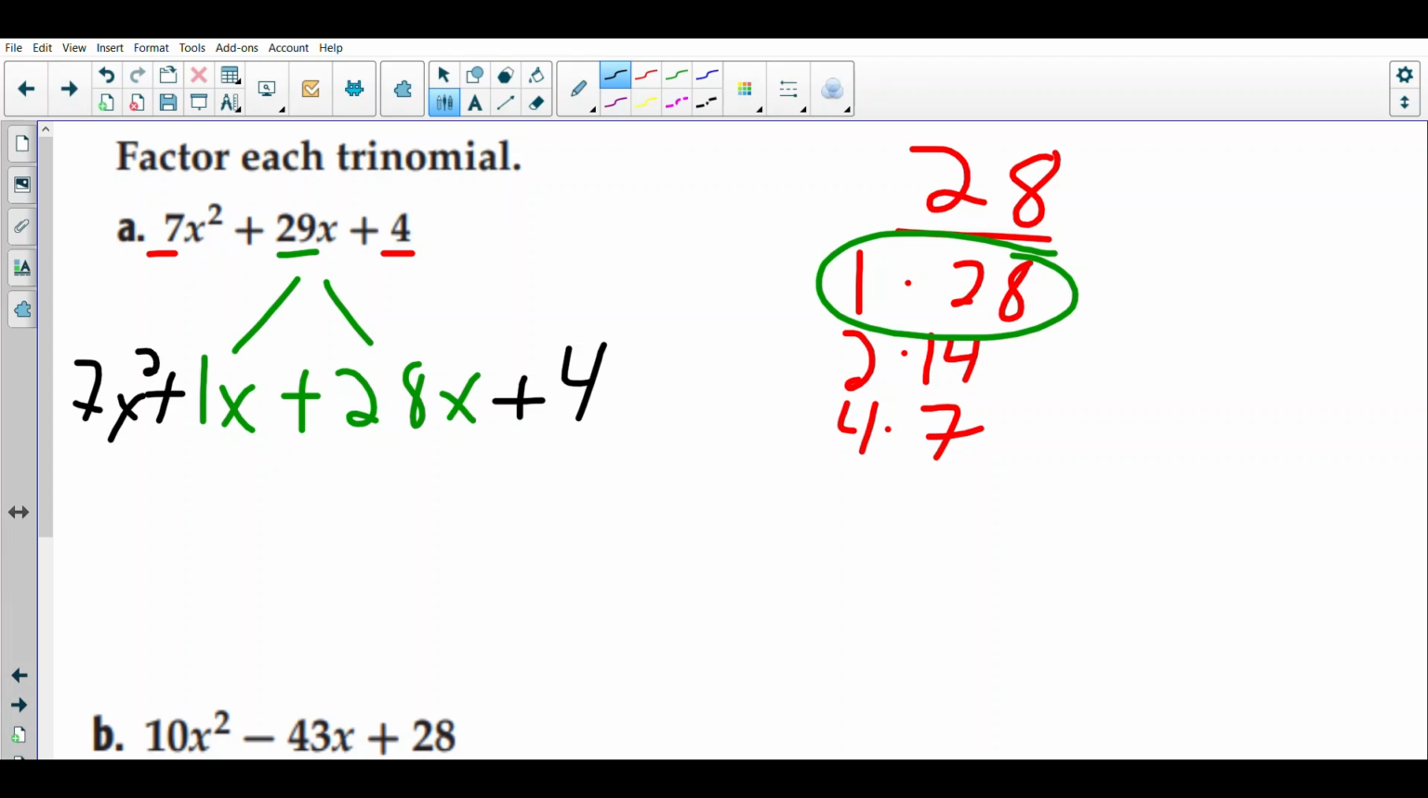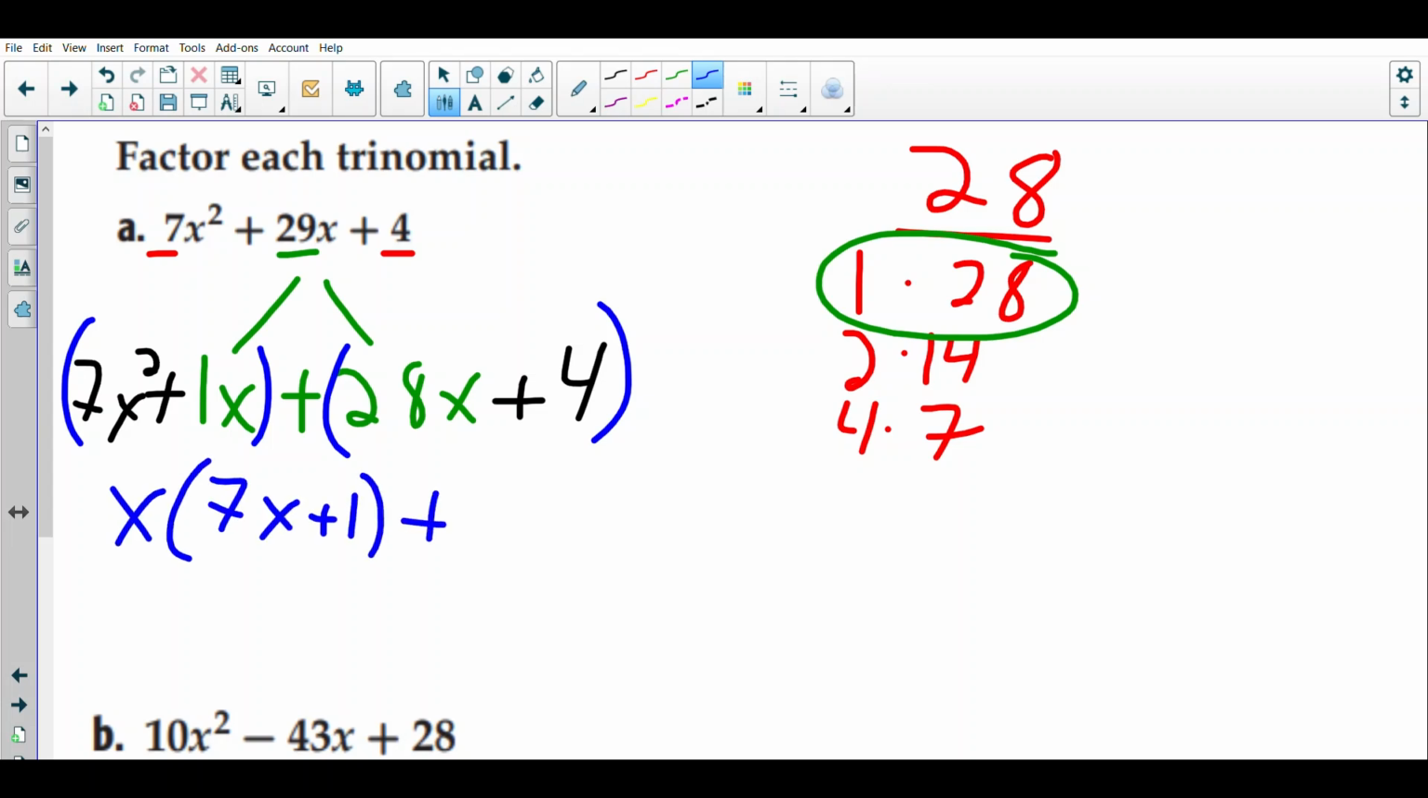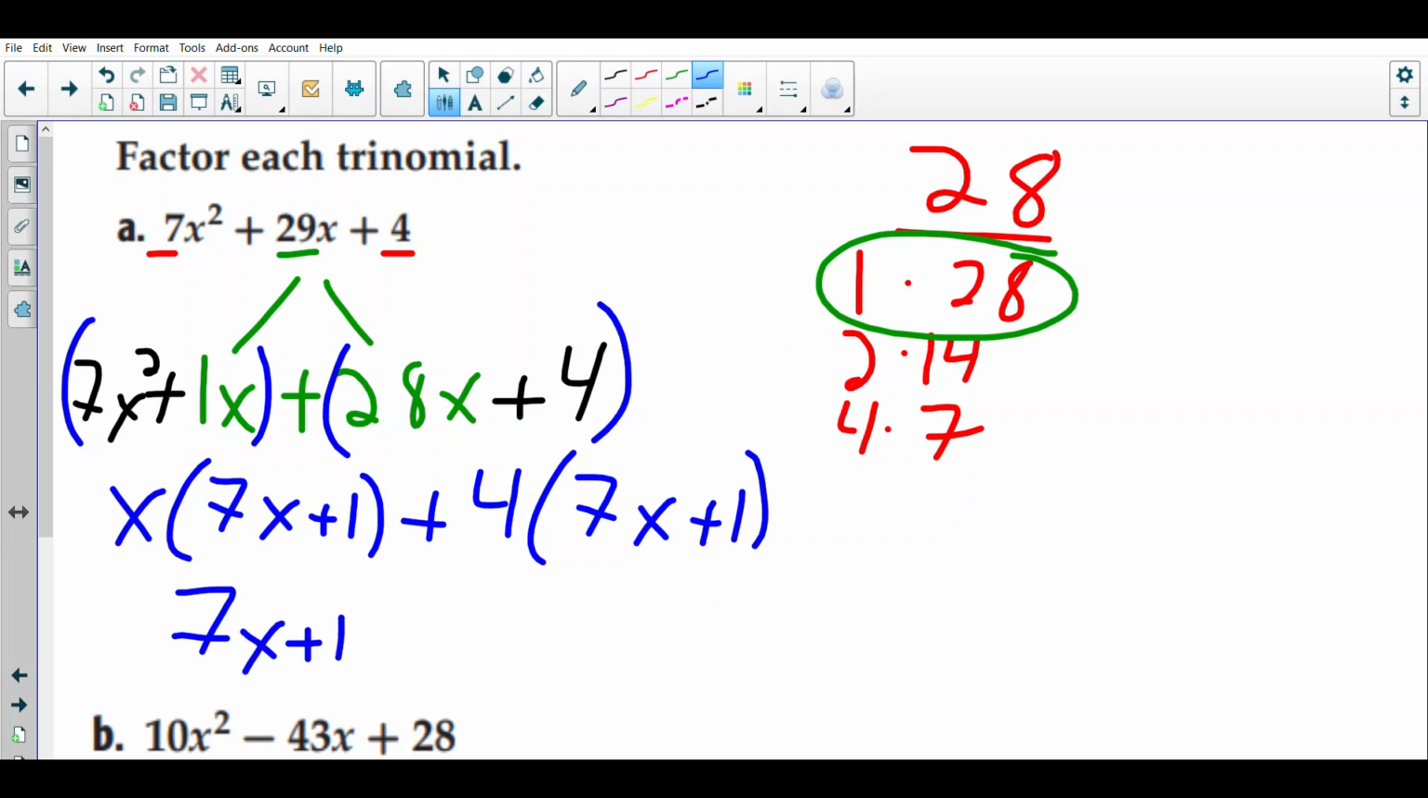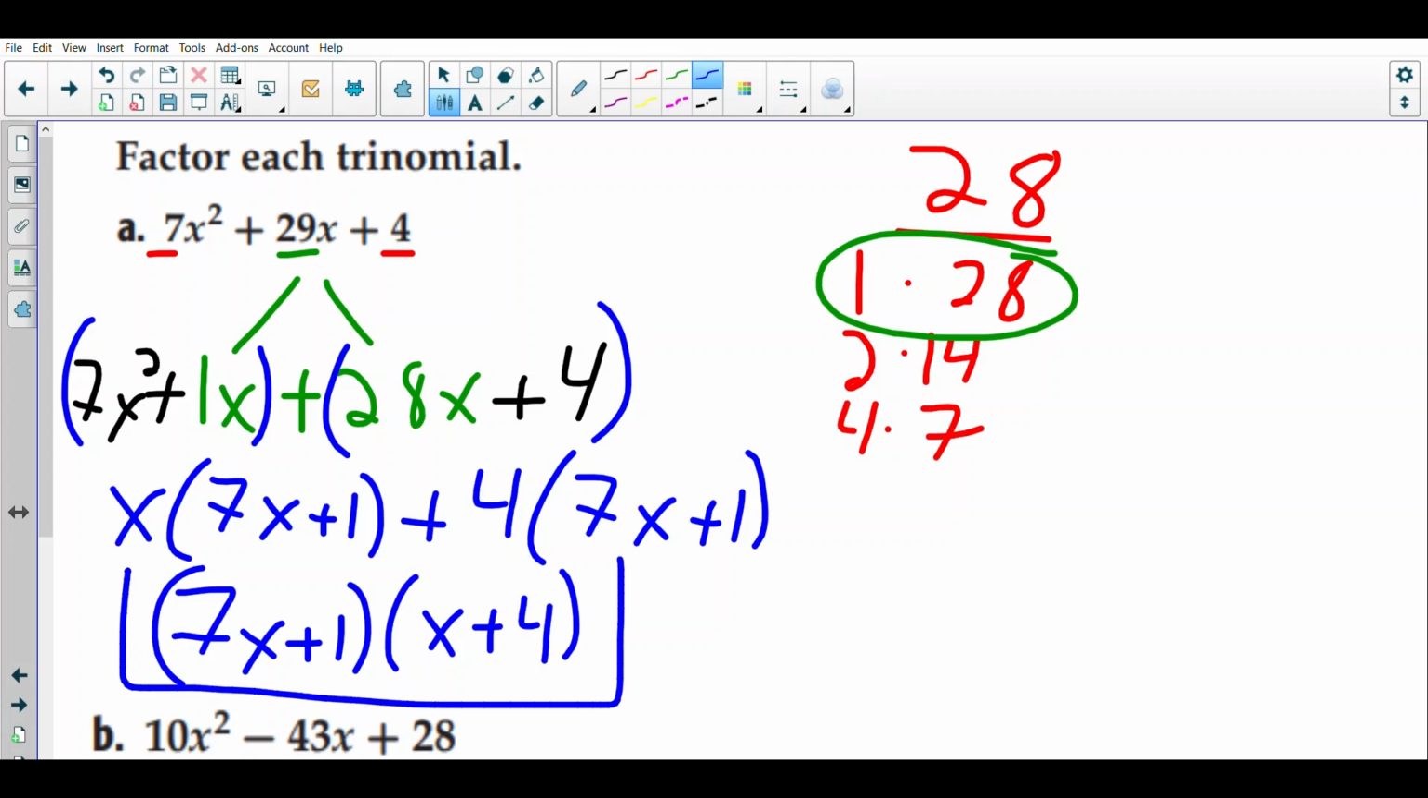All right, and now I'm going to use my grouping method, just like we did before. In the first one, all I can take out is an x, and I'm left with 7x plus 1. In the second one, I can take out a 4, and I'm left with 7x plus 1. So just like before, if it can factor, the second one in the parentheses will always be the same. So take what's common, 7x plus 1, take what's left, x plus 4. And there we have a factored trinomial. So it's the same method, just with one extra step.